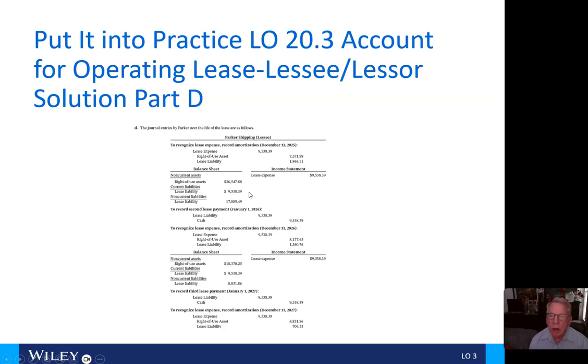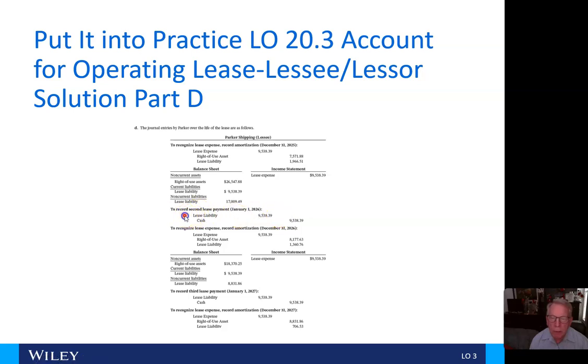$26,547.88. And our current liabilities section will have lease liability here for $9,538.39. And the non-current portion will be the balance, which is $17,009.49. Where lease expense on the income statement is going to be $9,538.39.